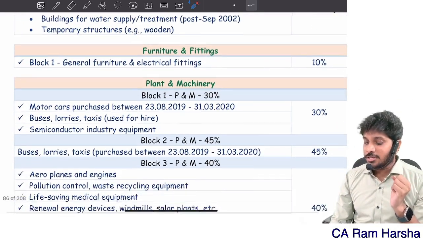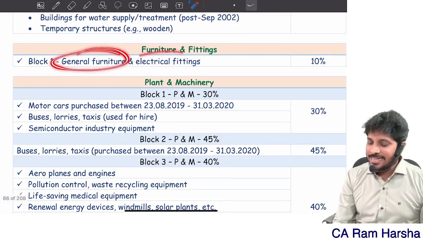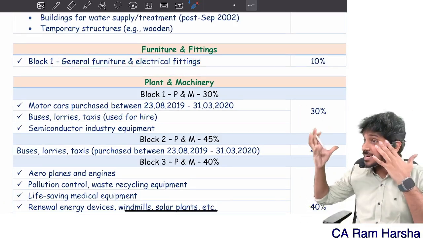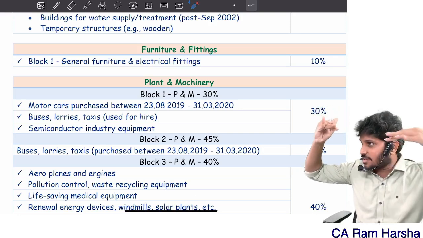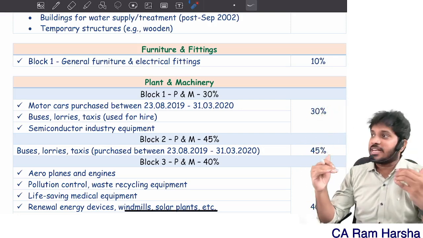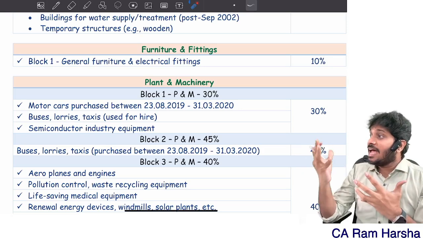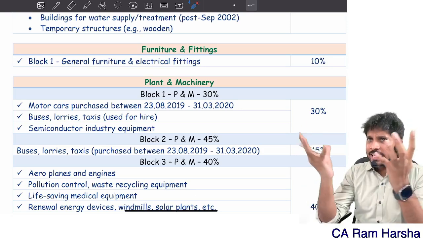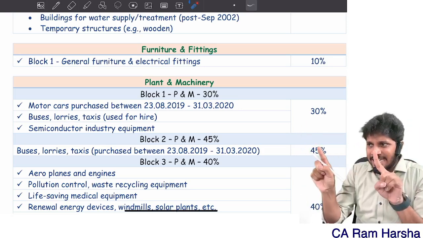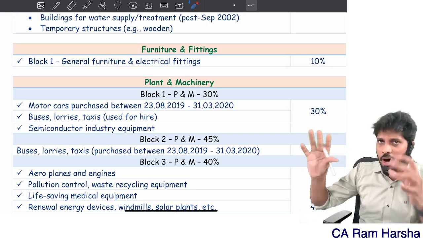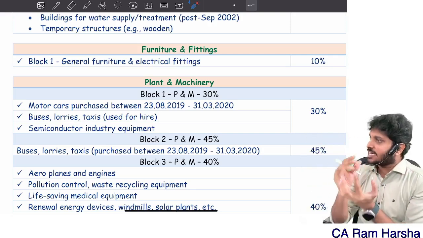Now coming to furniture. Furniture, electrical fittings, lights, everything in the ceiling, lights, all the lightings, they are all called as what? Electrical fittings. Fans, lights, everything we call them electrical fittings. All electrical fittings we will categorize into one asset and capitalize generally.